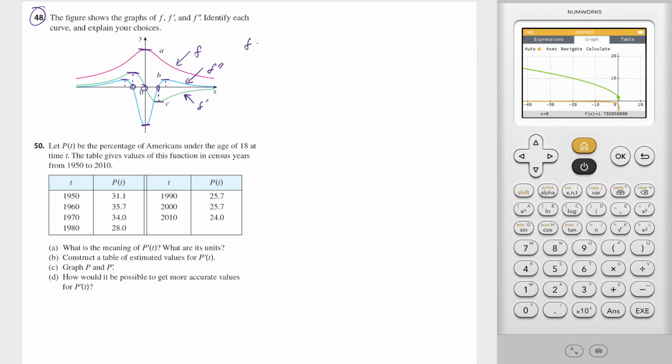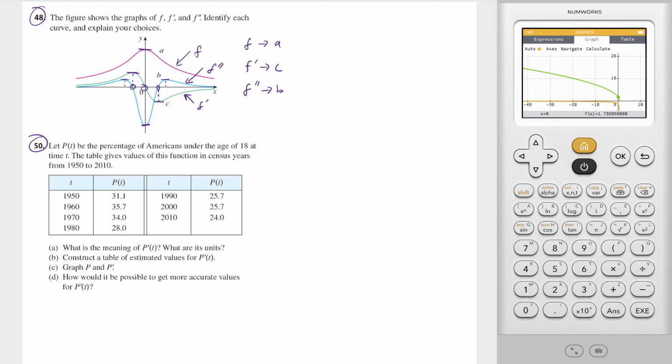So we're going to say f is A, f prime is C, and f double prime is B. Okay, last one, folks. We are almost there.